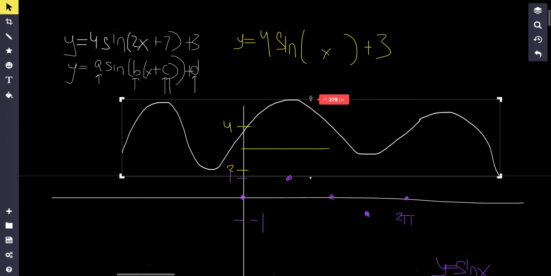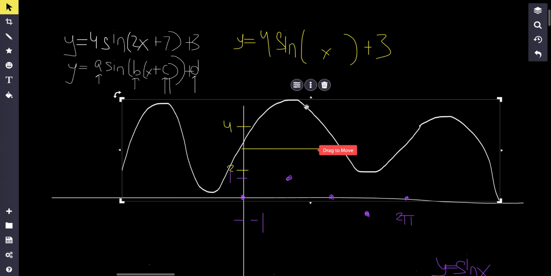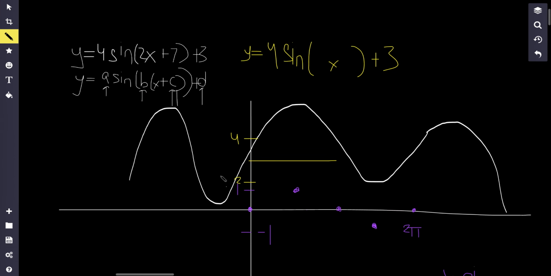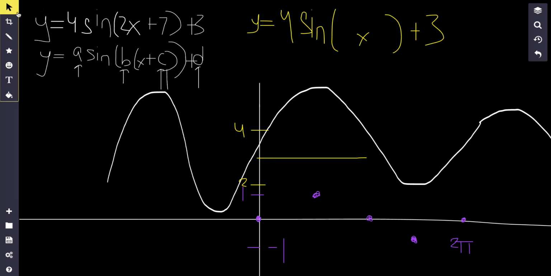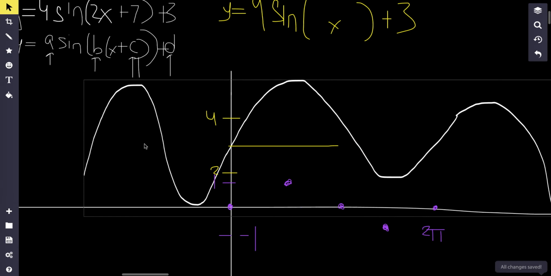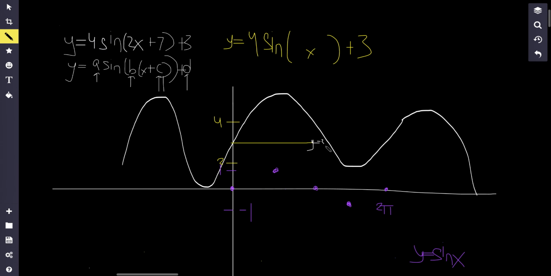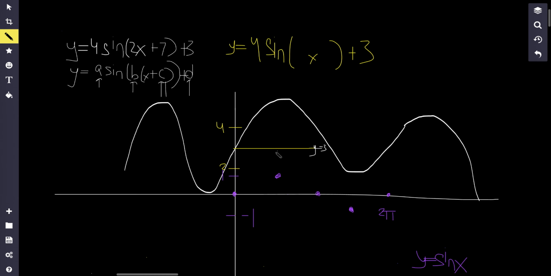It's going to look something like this. It's not to scale, but it'll do the trick. Notice how I haven't changed the location of my midline. My midline is still y is equal to 3. All I did was change the amplitude. If I go 4 units up from y is equal to 3, 3 plus 4 is 7, so our new highest point is at 7, because our new amplitude influenced our highest point.